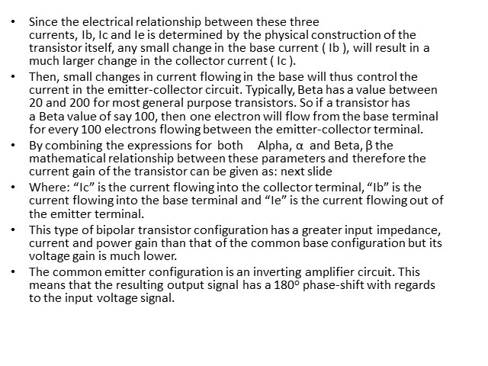By combining the expressions for both alpha and beta, a mathematical relationship between these parameters and therefore the current gain of the transistor can be given, as in the equation on the next slide, where IC is the current flowing into the collector terminal, IB is the current flowing into the base terminal, and IE is the current flowing out of the emitter.